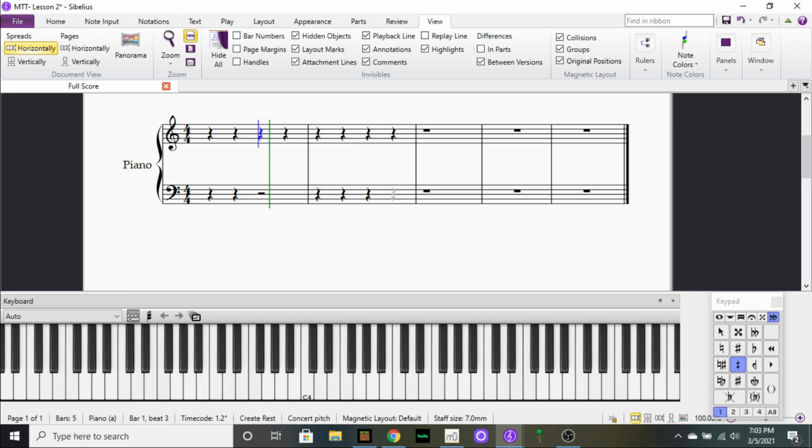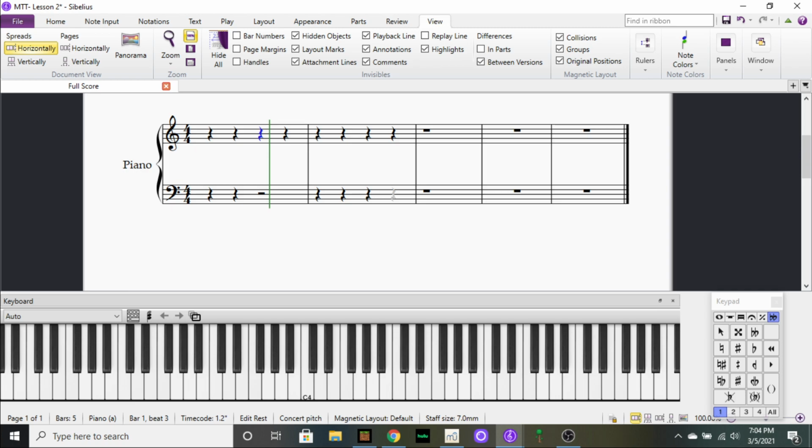These are just common clefs you will see. I mentioned this in the last video, so even though it doesn't really relate to enharmonics, I'm just going to show you the different clefs. Right here we have bass clef. The treble clef is called the G clef. So we have bass clef, and it's called the F clef.